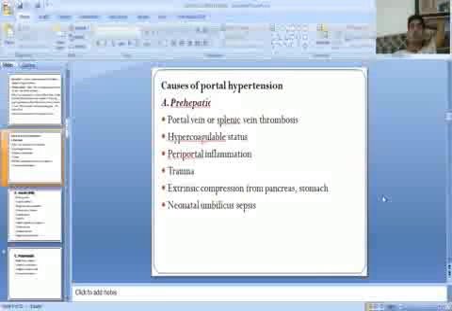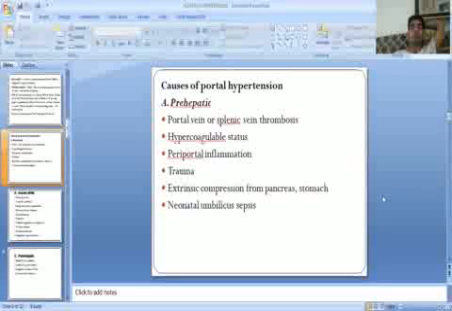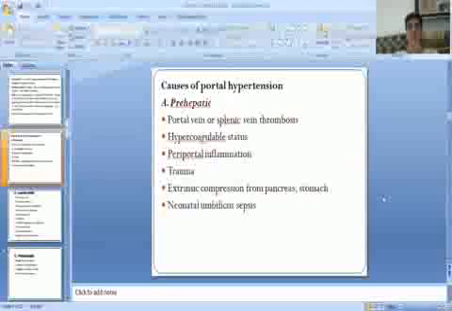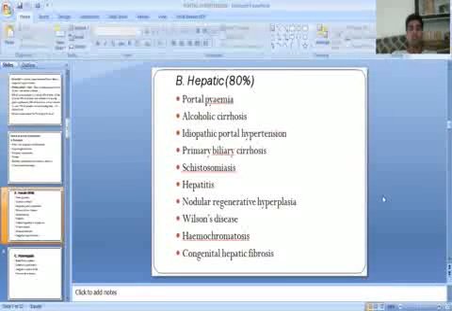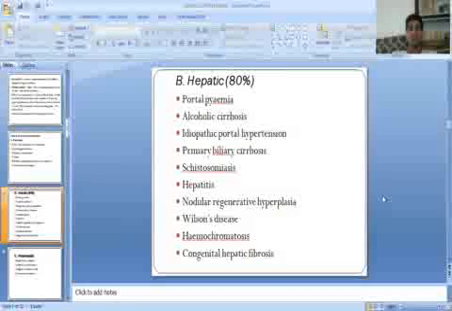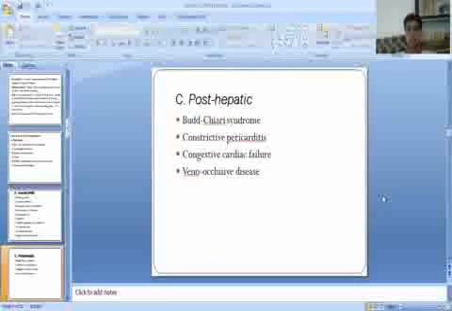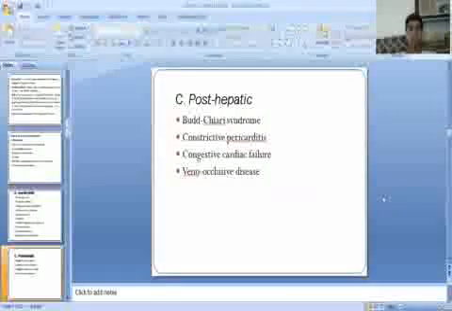Causes of portal hypertension. First, prehepatic. These are the prehepatic causes. B is hepatic. These are the causes mentioned in the hepatic, and these are the post-hepatic causes.